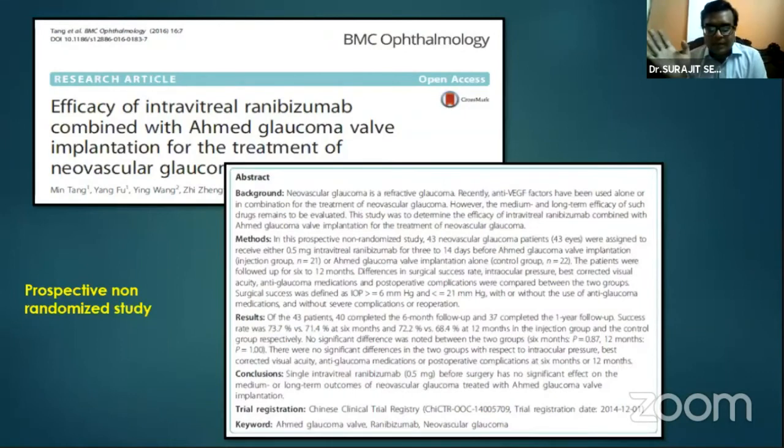Here they included 43 neovascular glaucoma patients and divided them: 21 patients with preoperative ranibizumab, and around 22 patients where ranibizumab was not given. There was no statistically significant difference between the outcomes of the procedure.